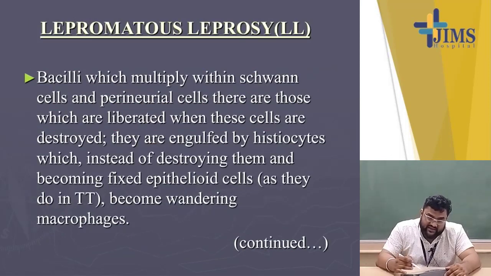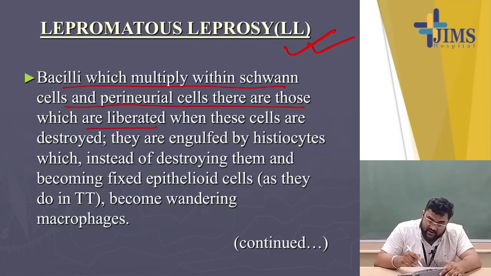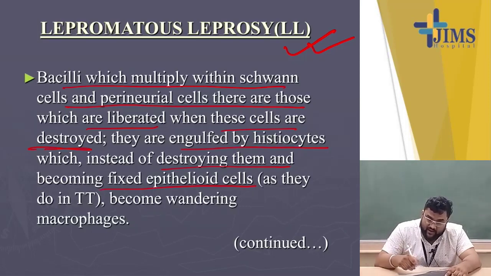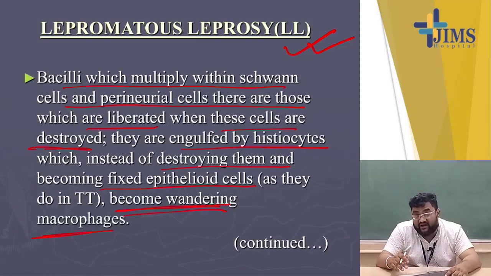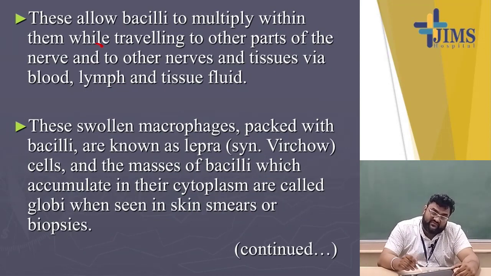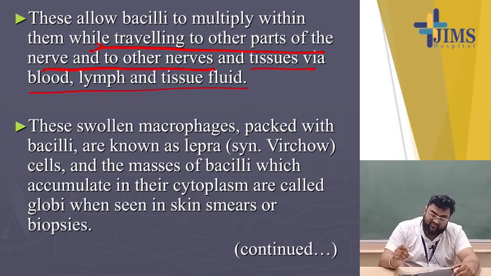Now we have the extreme case, that is the lepromatous leprosy, where the bacilli multiply within the Schwann cells and perineurial cells, and they are liberated and the cells are destroyed. The complete destruction of the cells occurs in leprosy, and the bacilli are liberated into the surrounding tissue. These are engulfed by the histiocytes, and instead of destroying them and becoming fixed epithelioid cells, they become wandering macrophages because they are unable to kill the bacilli, as the immunity of the patient is much less. These allow the bacilli to multiply within them while traveling to other parts of the nerves and to other nerves and tissue via blood, lymph and tissue fluid.